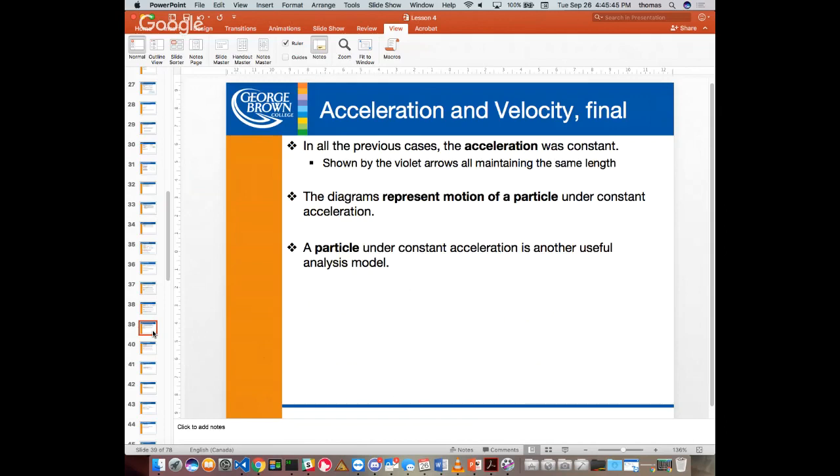All right, so again, we're representing the motion of a particle under constant acceleration for the most part, because once we start talking about acceleration that's changing, we can't use regular kinematics. We have to use other kinds of equations. The equations I'm going to give you are, for the most part, going to be with constant acceleration or constant velocity, so we can use our kinematic equations.